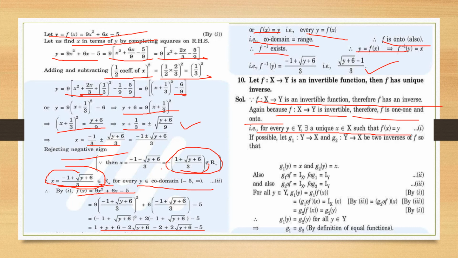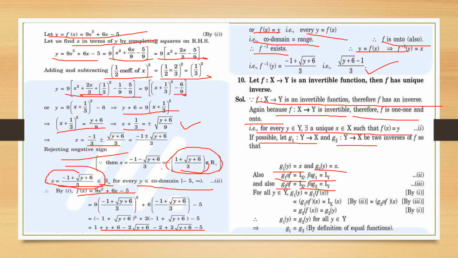If possible, let g1 be mapping from Y to X, meaning I'm considering two different inverses, and at last I'll prove that both of them are equal. So let g1 be mapping from Y to X, and g2 also mapping from Y to X, two different inverses of f. So g1(y) is equal to x and g2(y) equal to x again. Now g1 of f is equal to Ix, and f o g1 is equal to Iy. Also g2 of f will be equal to Ix and f o g2 will be equal to Iy, by the definition of inverse.